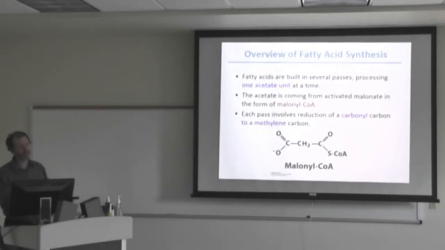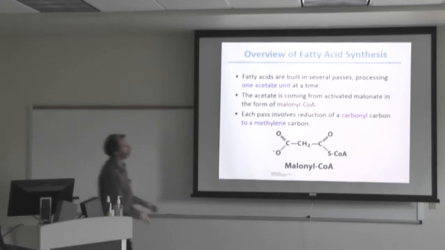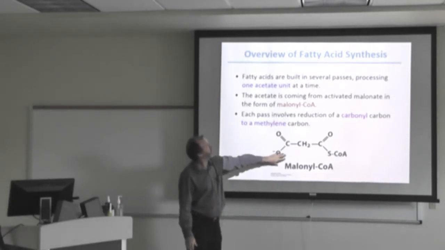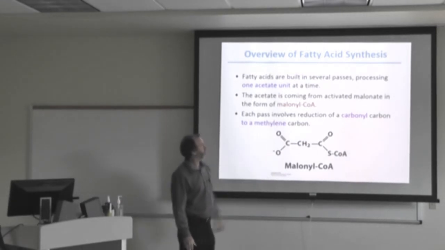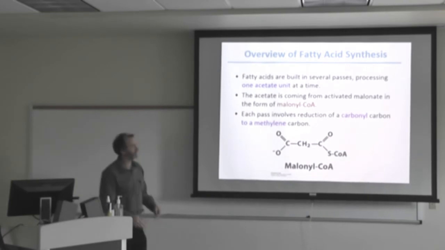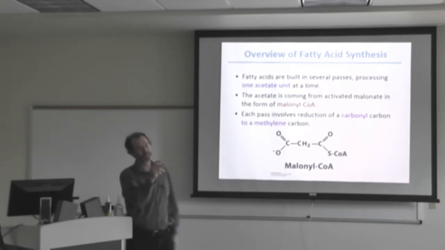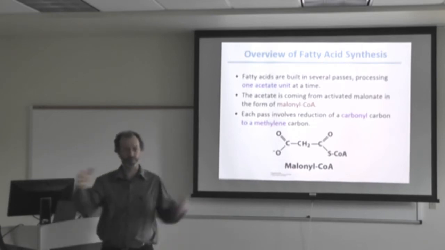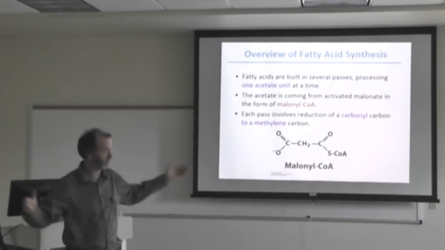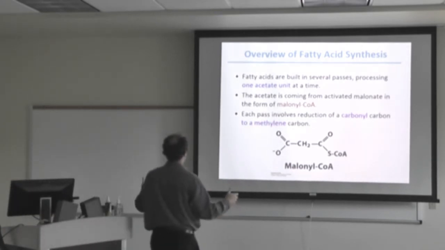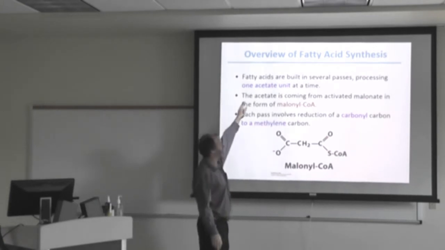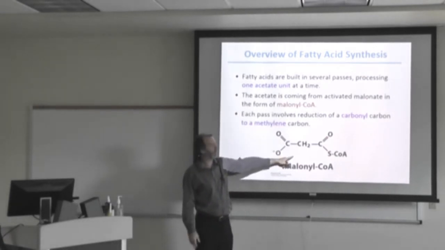So, overview of fatty acid synthesis. Like I was saying, malonyl-CoA is basically the activated form of acetate. So we start off with acetic acid, and we're going to add acetic acid one unit at a time to a growing chain of a fatty acid. And we do that by activating acetate by converting it to malonyl-CoA.